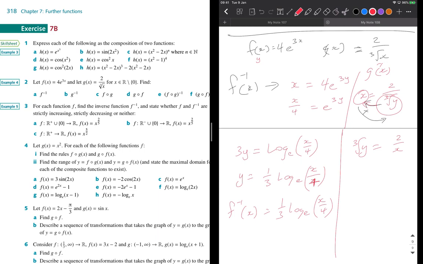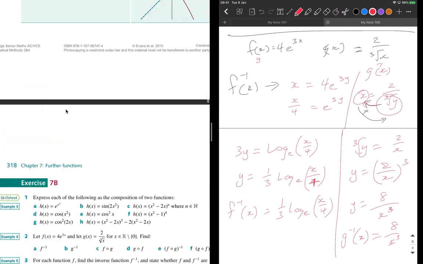So now the opposite of the cube root is cubed. So we would get 2 over x cubed, and we'd get 8 over x cubed, like that. So that's the inverse of g is 8 over x cubed. So that's how we do inverses. So that's pretty easy, I would assume, and I'd assume you'd have enough knowledge to do that.